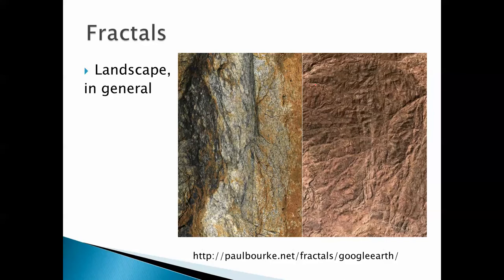And landscape in general is a fractal. See, again, it's not clear whether this is 1,000 feet across or whether it's a few inches across. Because as you zoom in, you keep seeing detail. You see detail at every level of magnification. And ditto with this one on the left here.